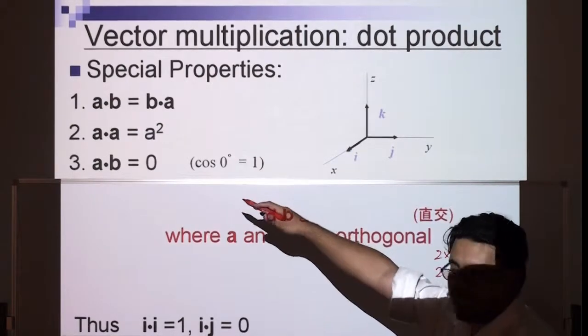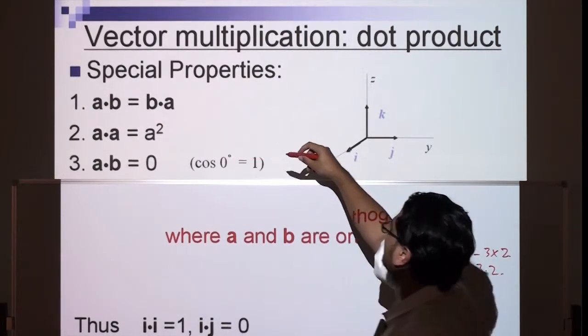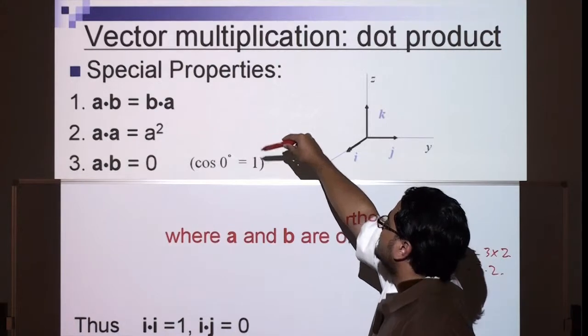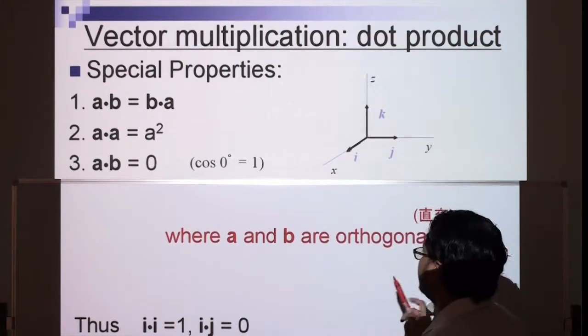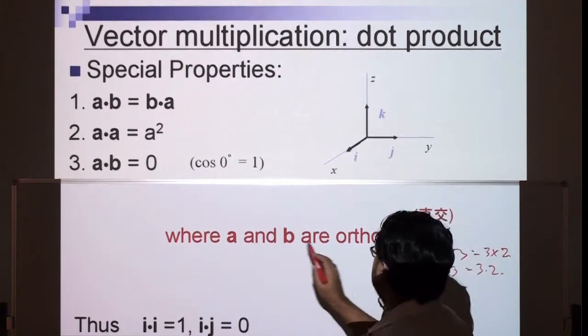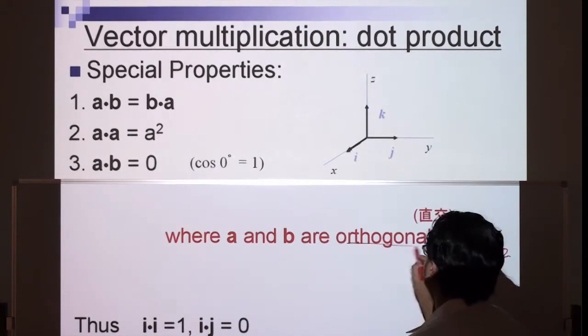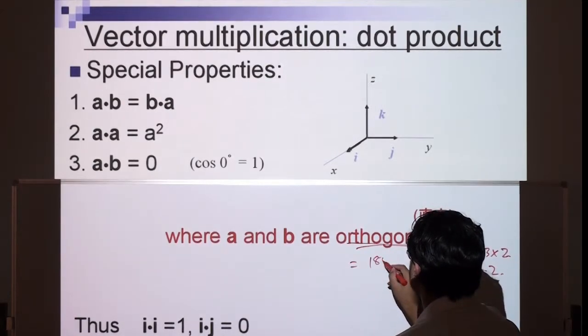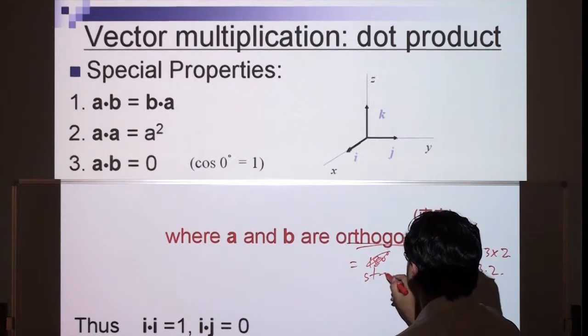And finally, a dot b is equal to 0, especially when we have cos 0 degrees, which equals 1. Notice that where a and b are orthogonal, orthogonal means they're equal to 180 degrees or a straight line.